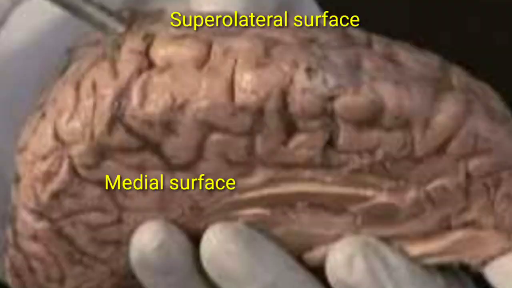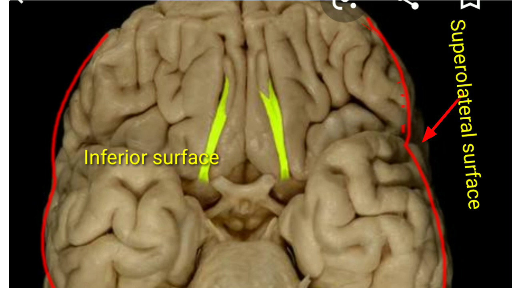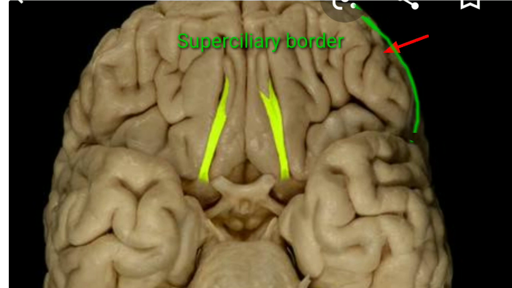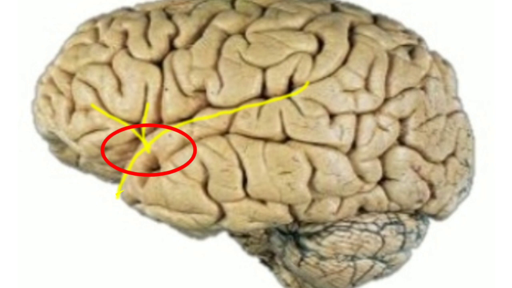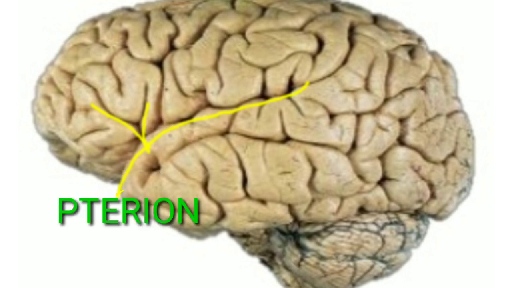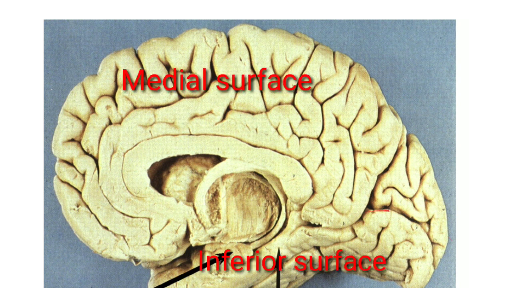The supromedial border lies between the medial and supralateral surfaces. The infralateral border lies between the supralateral and inferior surfaces. Its anterior part separating the orbital surface from the supralateral surface is called the superciliary border. The point where the stem of the lateral sulcus cuts this border and divides into three rami corresponds to the pterion on the surface. The inframedial border intervenes between the medial and inferior surfaces.